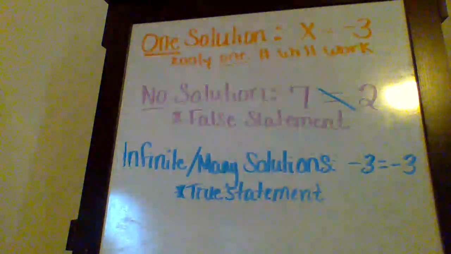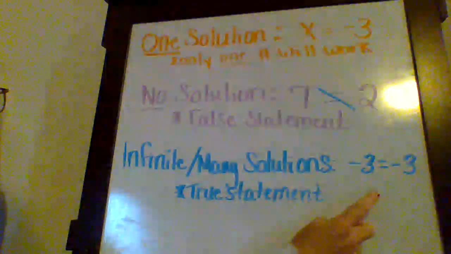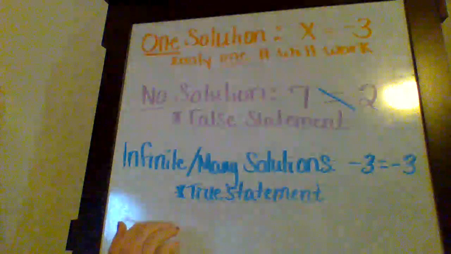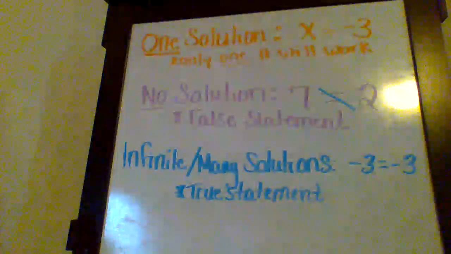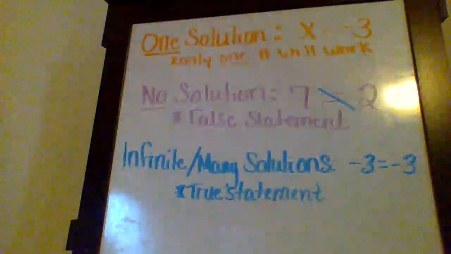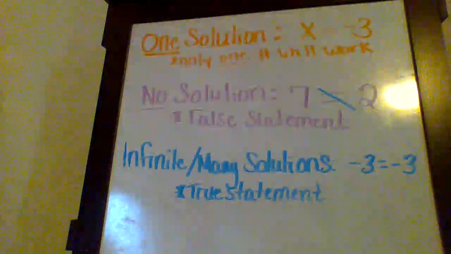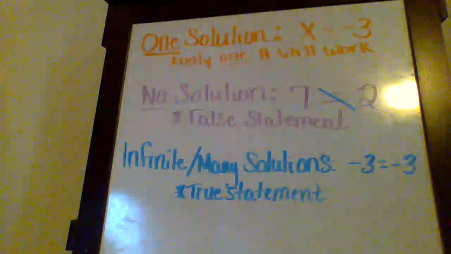The last kind is infinite or many solutions. When you solve the equation and you're left with something like -3 equals -3 or x equals x, where it's the same on both sides of the equal sign, that is a true statement, and that means you have infinitely many solutions because any number you plug in will make that equation work out.